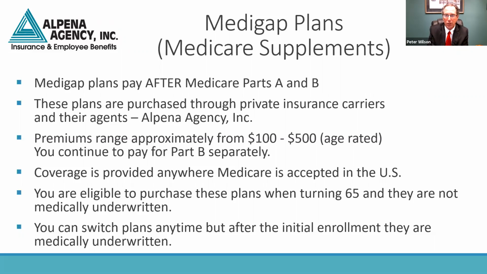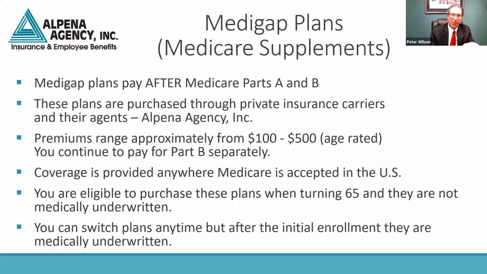These are also purchased through a private insurance carrier like Alpena Agency. So we would sell Advantage plans and supplements. So we could compare one or the other for anybody who's interested and they're not sure which way to go. The premiums for the supplements tend to be a little more expensive, from $100 to $500. One disadvantage of the supplement is it's age rated. So you buy a supplement when you turn 65, but as you're getting older, the bill is getting bigger and bigger and bigger. So a lot of people find as they get older, they might want to move out of the supplement and into an Advantage plan.